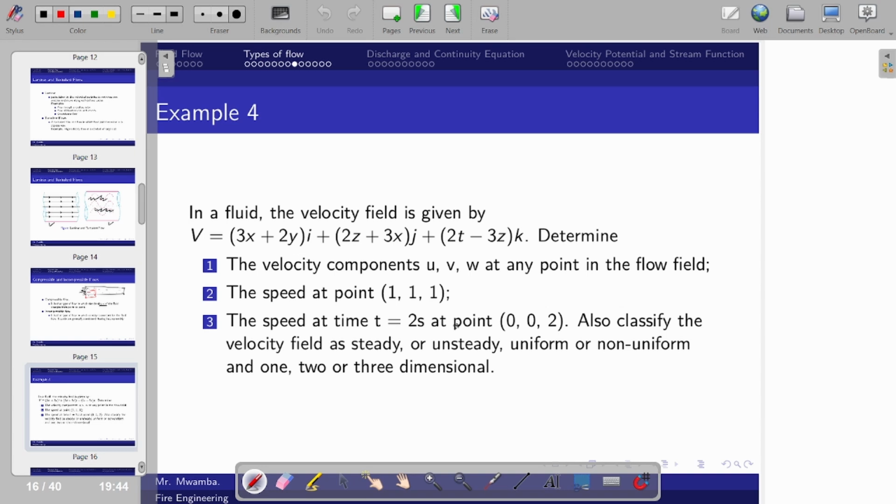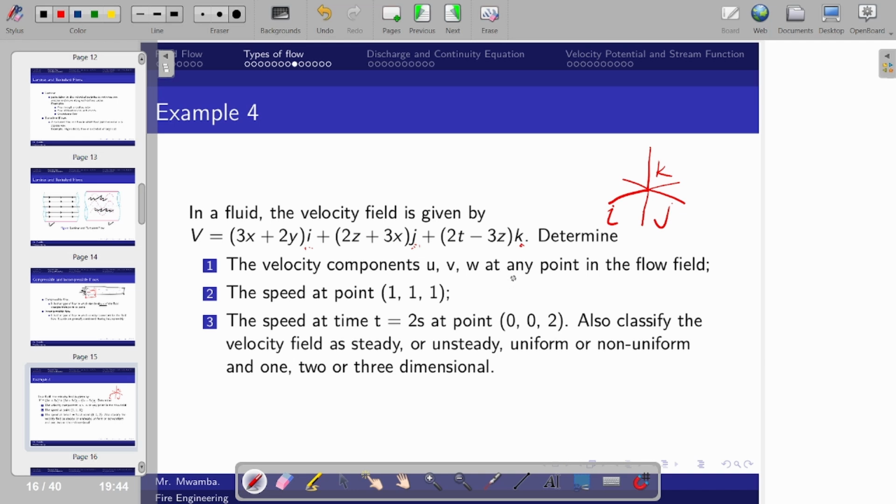We're saying that in a fluid the velocity field is given by this. So we have a velocity vector here with i, j and k. These indicate that this is along the x-axis, the y-axis and z-axis. Remember, vectors look like this, then our i there, our j there and our k there. These are vectors.